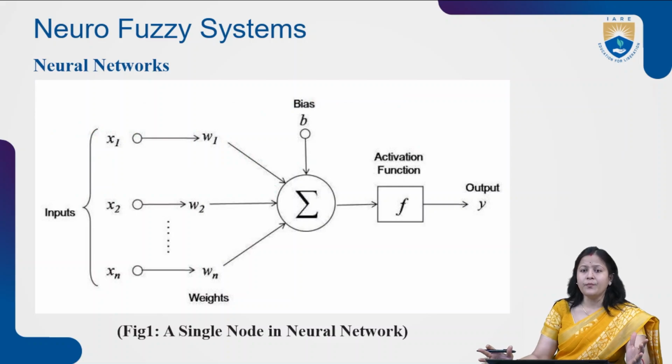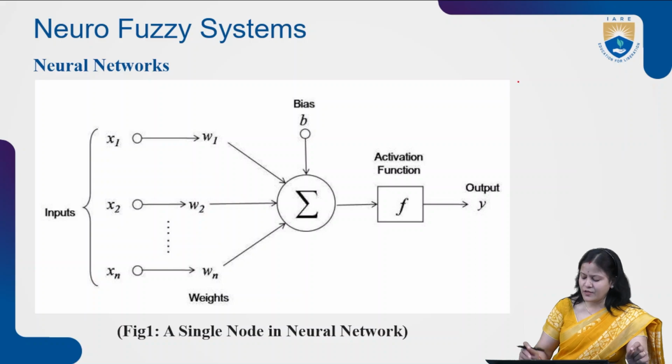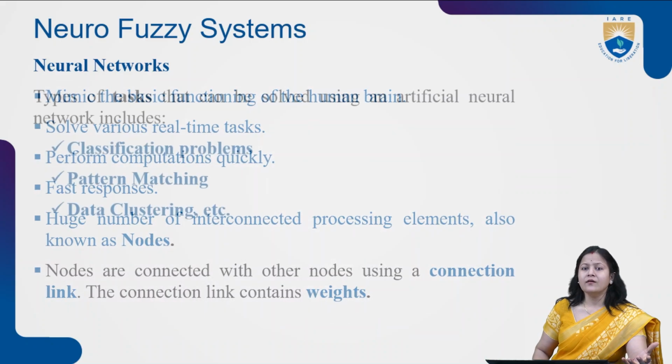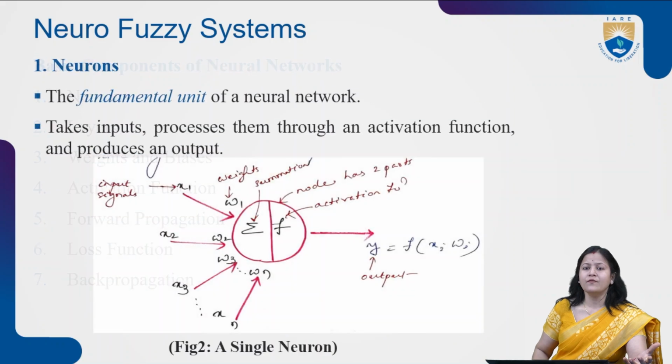This is the picture of a single neuron, not a neural network. I'm talking about a single neuron, a single node. For example, I will show you in the next slide how the neural network looks like. Let me show you first, and then we'll come back.